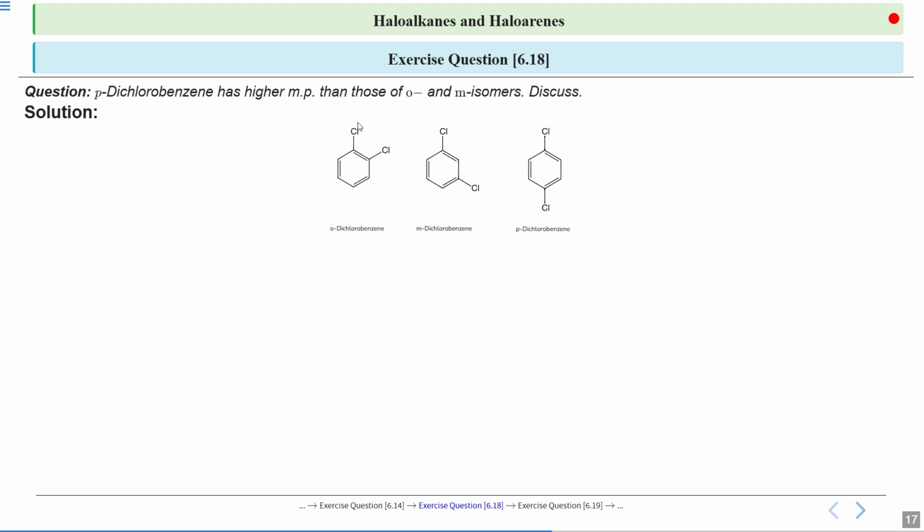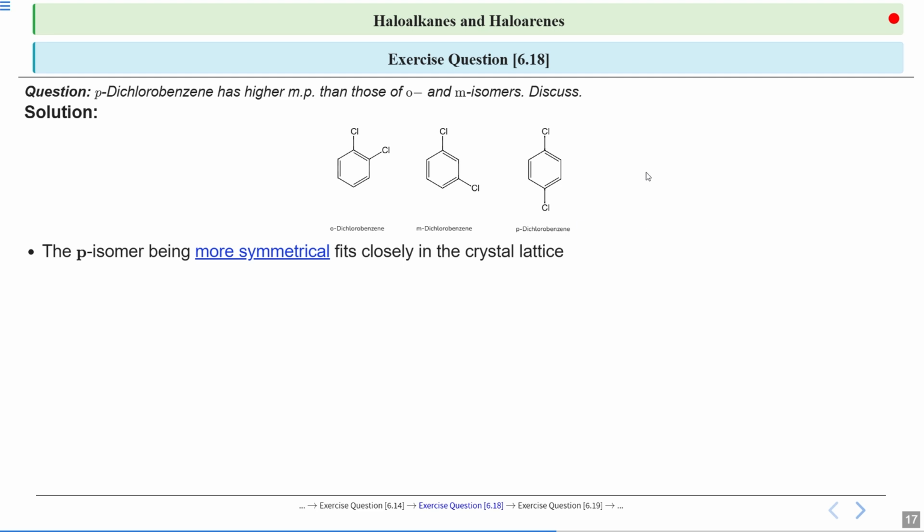So with respect to this one chlorine, the other chlorine is changing its position to ortho, meta and para, right? This is the para position, this one and this one. These two are ortho positions, they are equivalent, and these two are meta positions. They are also equivalent. So if you observe in these three compounds, only the position of one of the chlorine atoms is different. Still, para-dichlorobenzene has a higher melting point than the ortho and meta isomers.